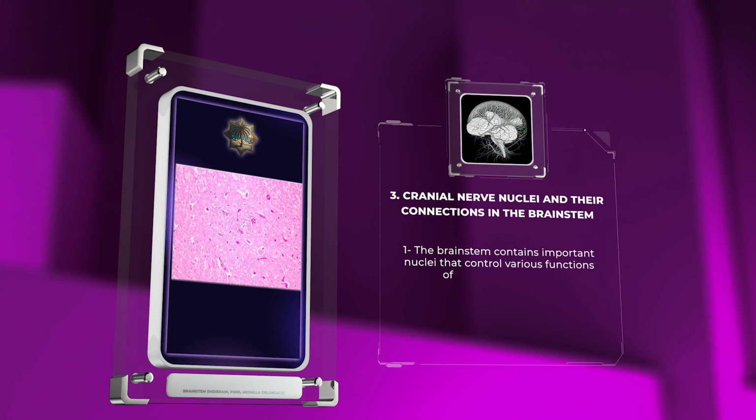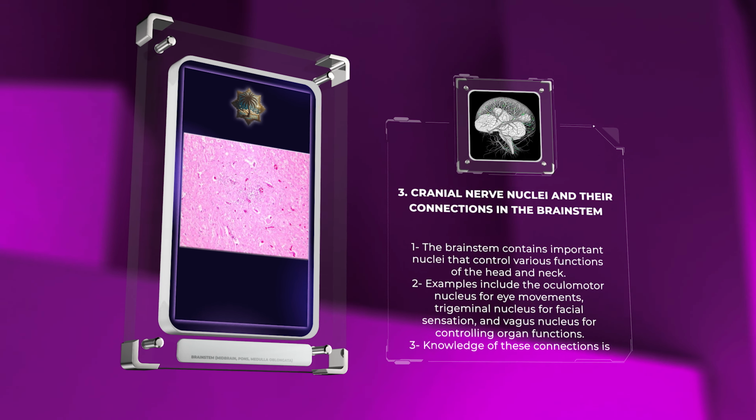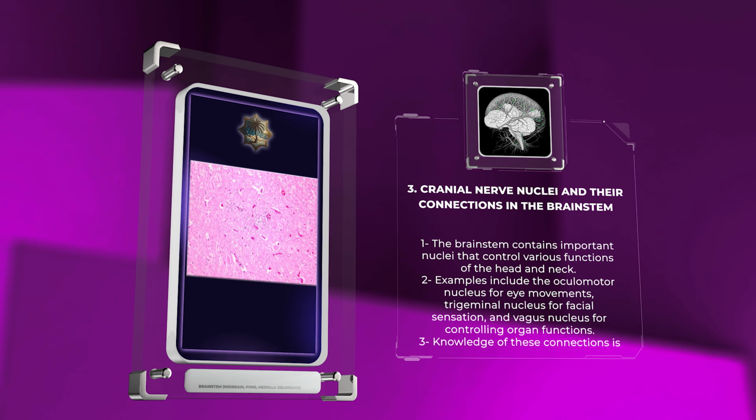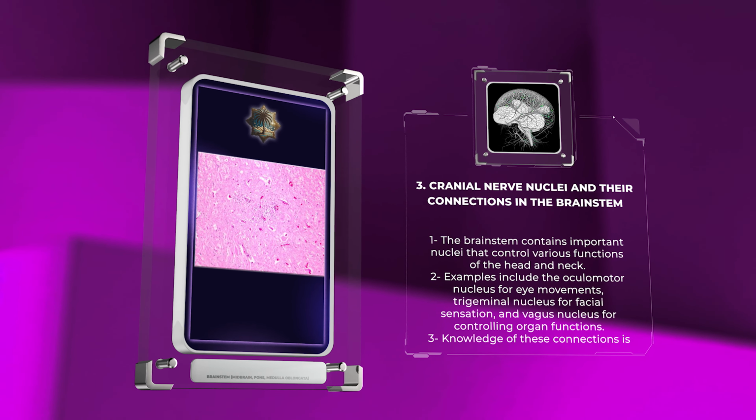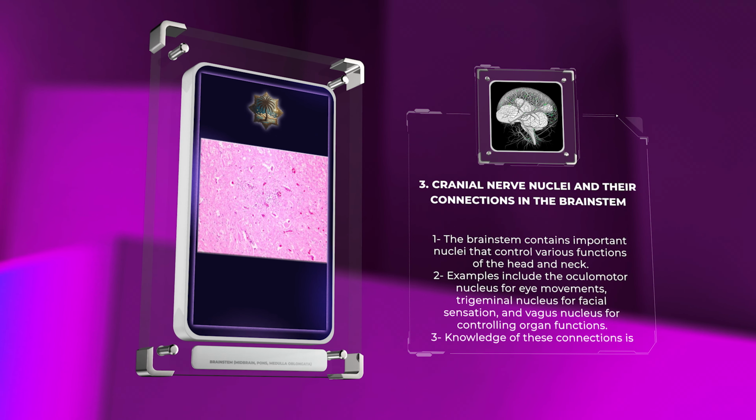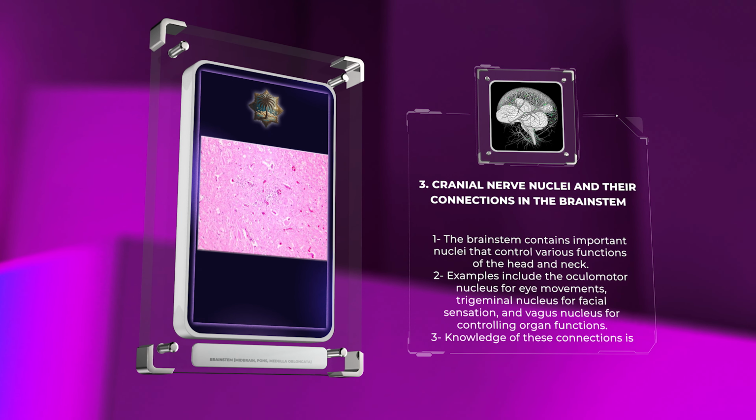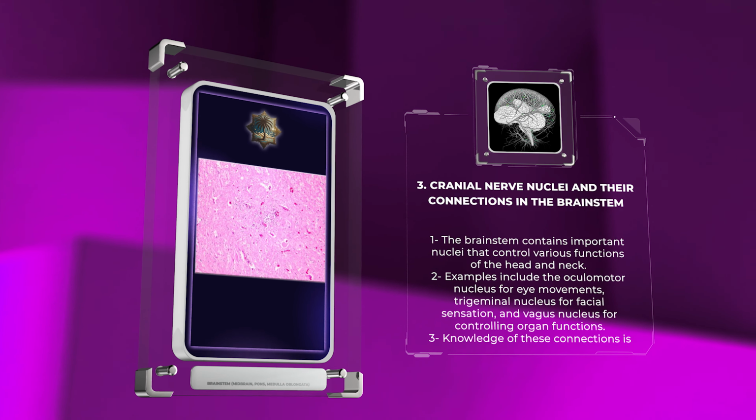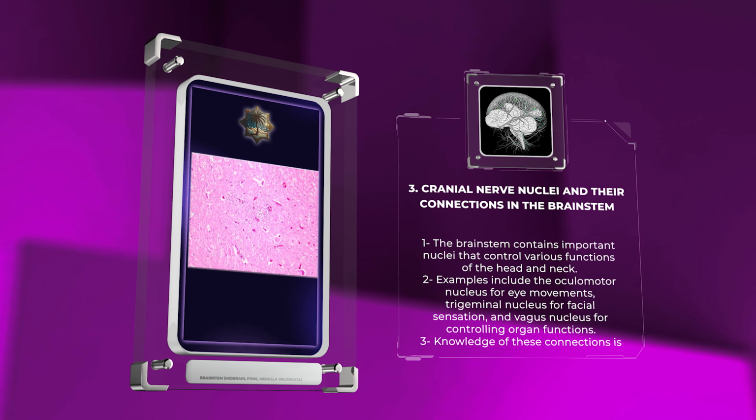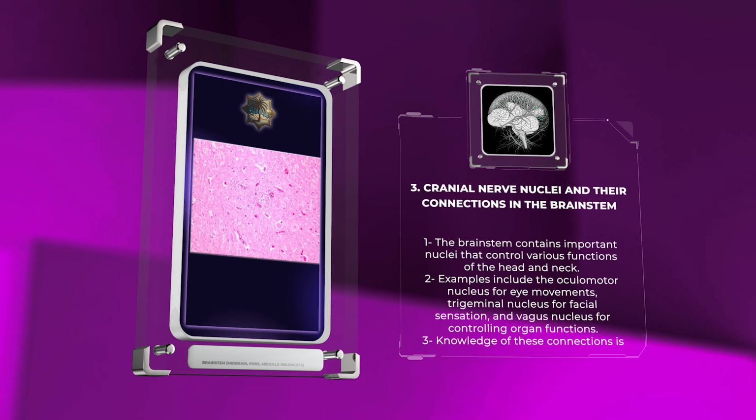The brainstem contains important nuclei that control various functions of the head and neck. These nuclei are located in specific areas and are connected to other structures in the brain. Examples include the oculomotor nucleus for eye movements, trigeminal nucleus for facial sensation, and vagus nucleus for controlling organ functions. Knowledge of these connections is crucial for diagnosing and treating cranial nerve disorders.